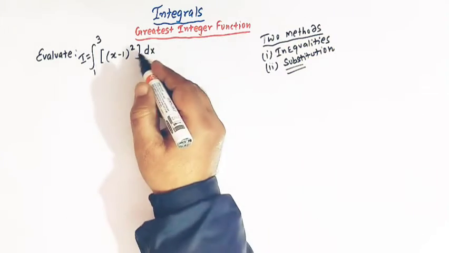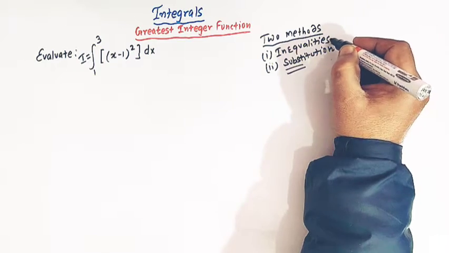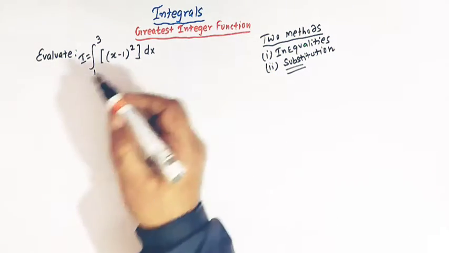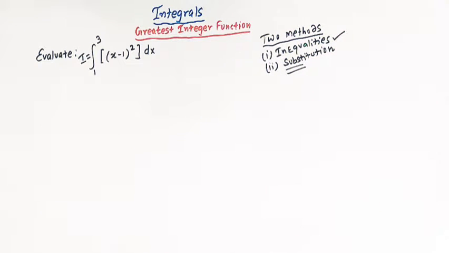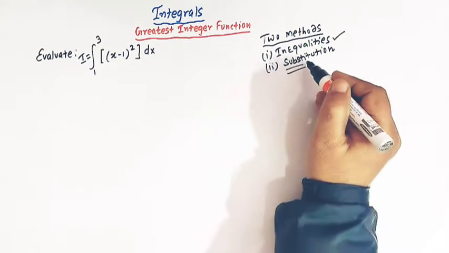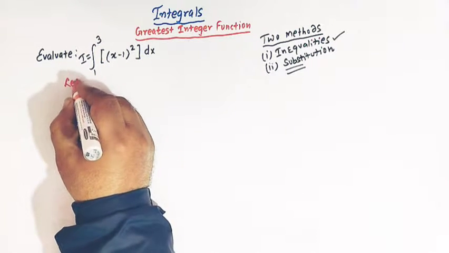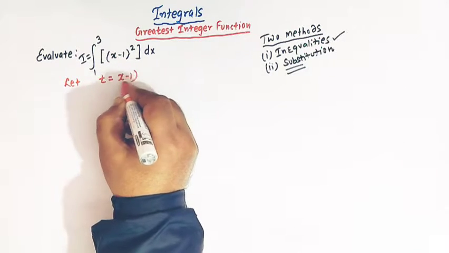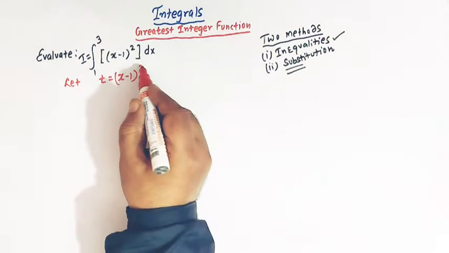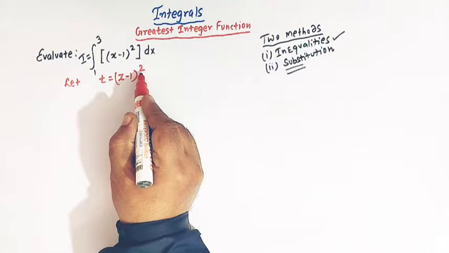We have already solved these kinds of integrals by both methods, and we have already uploaded videos using the method of inequalities. So in this class we'll prefer the method of substitution. Now let us substitute t equal to (x minus 1) whole square. This is the important substitution here.